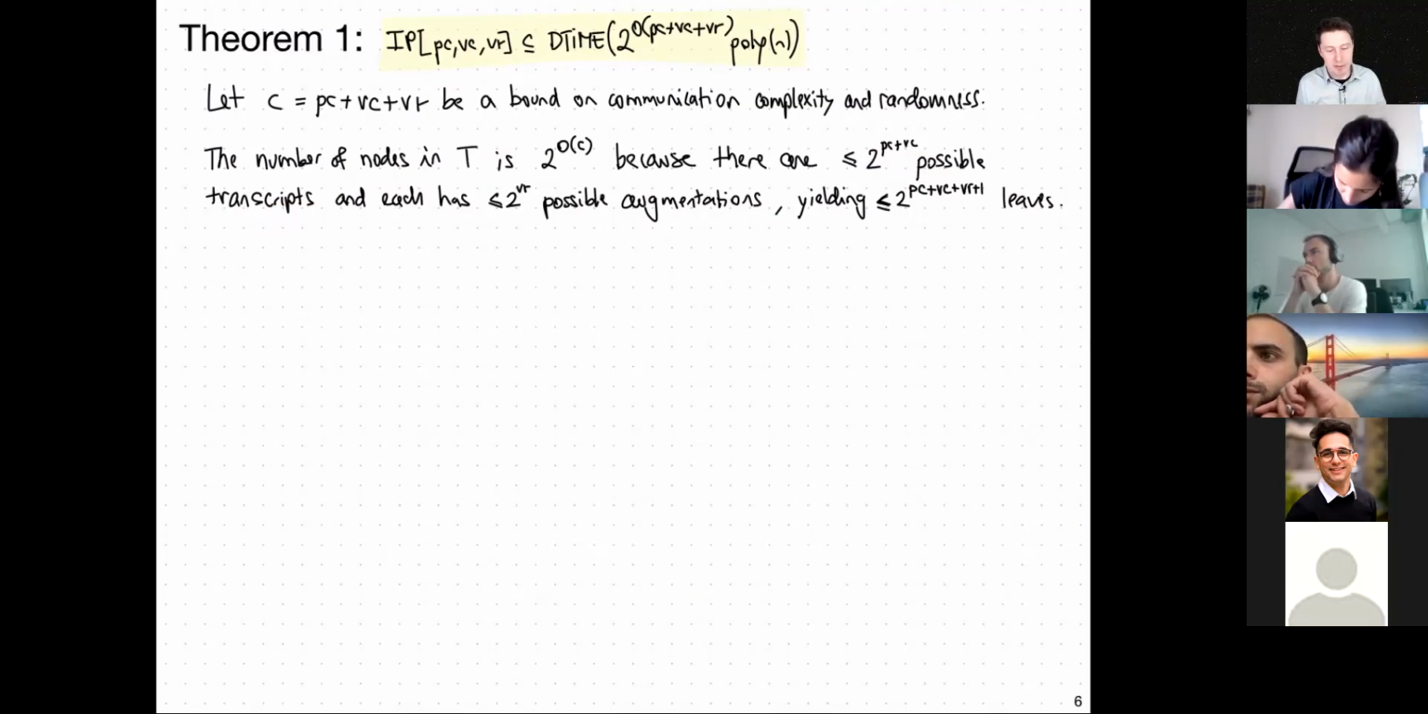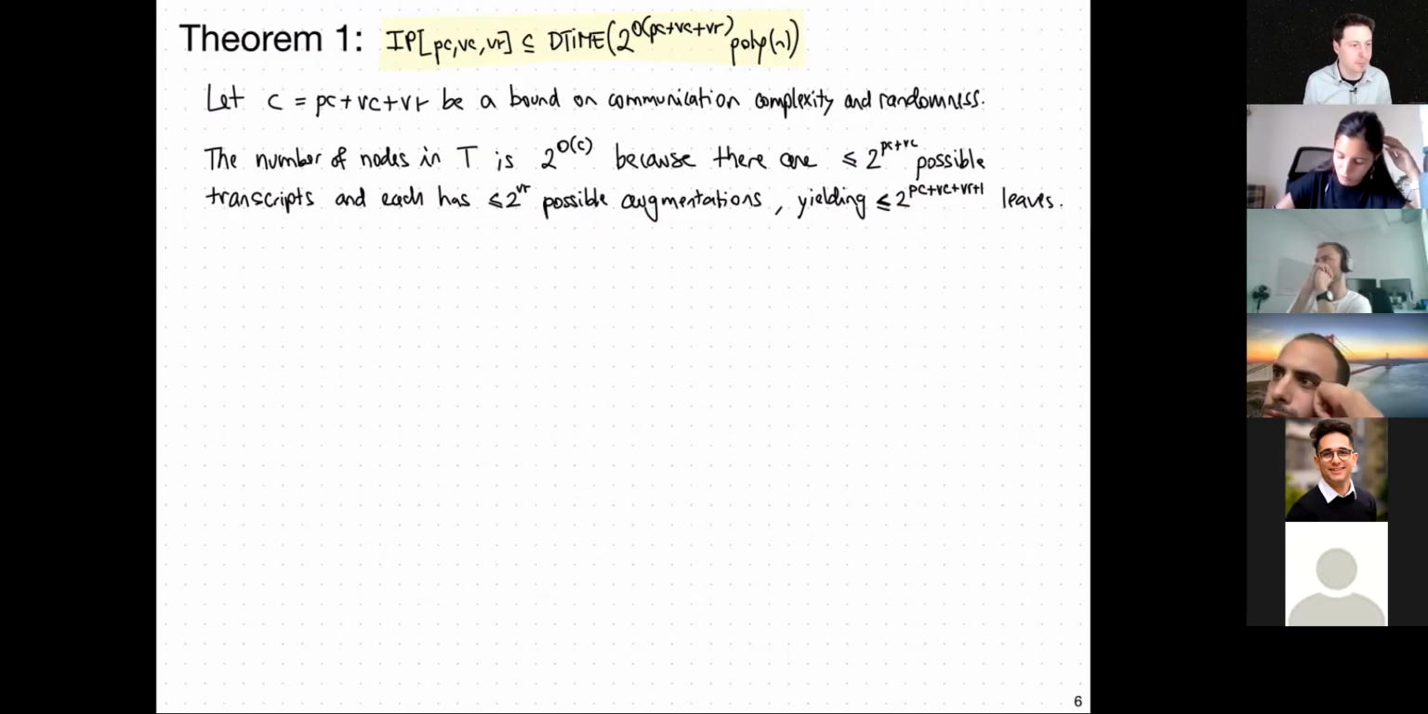Now, these are transcripts. Then actually in the tree, we also have augmented transcripts. Each augmented transcript has a further fan out of consistent random strings. Well, we have a bound on the number of bits the verifier uses. There are at most 2 to the R possible augmentations for each of these transcripts. So overall, there are at most 2 times 2 to the PC plus VC plus VR leaves. Why the 2? Because when you add up things in a triangle, at most you get 2 times that, right?